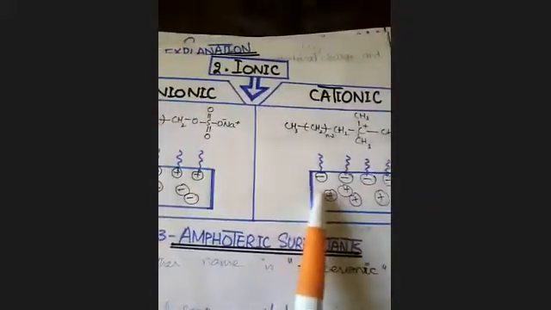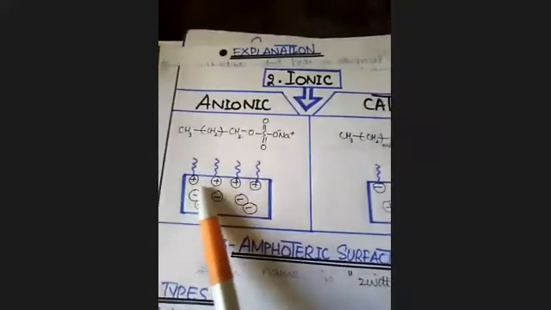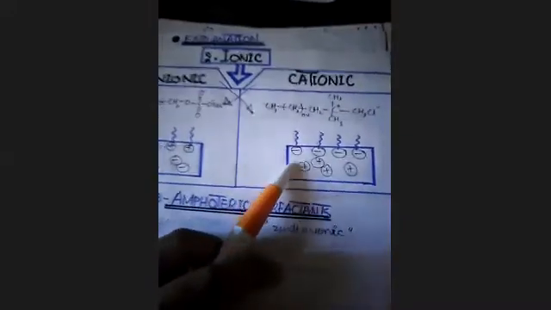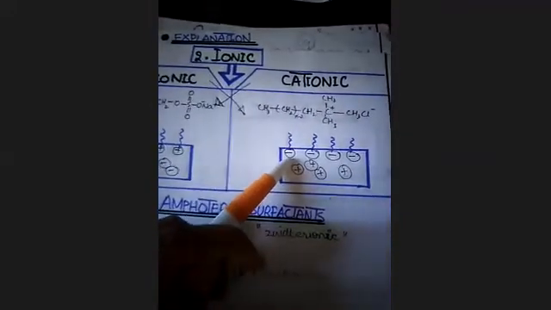Ionic surfactants are basically divided into anionic and cationic. This is the difference between the structures of the anionic and cationic. This is the anionic. Its ionic part is basically negatively charged. And this is cationic. We can see the difference: the anionic has a negatively charged outer part, and the cationic is positively charged. This is the main difference between anionic and cationic surfactants.